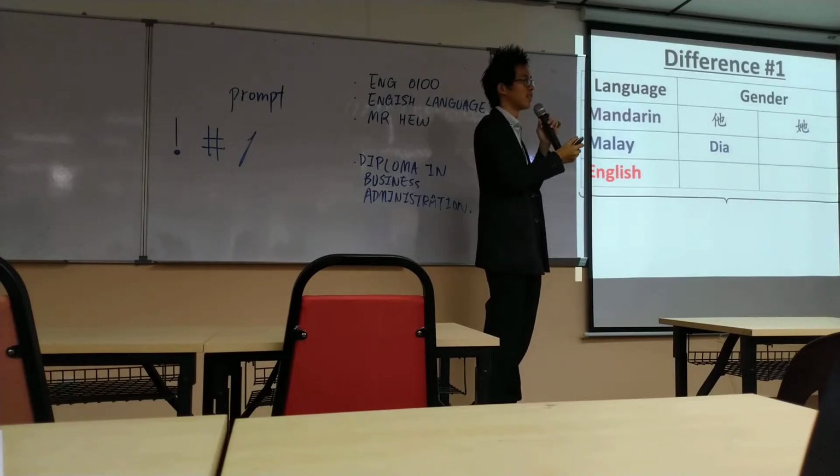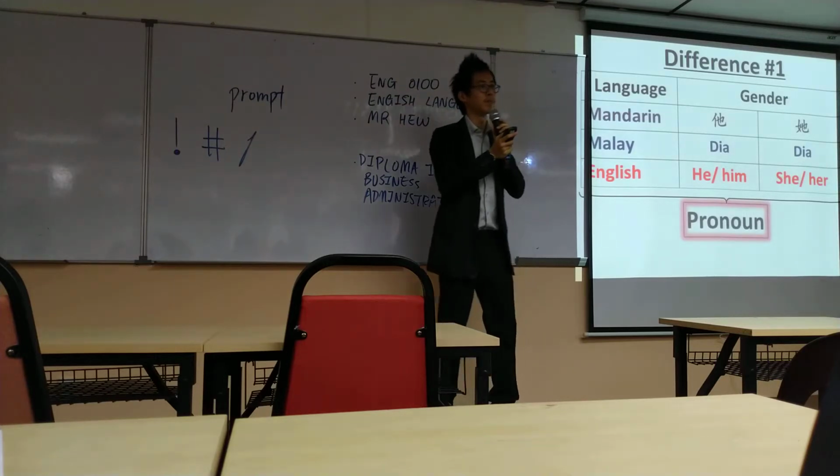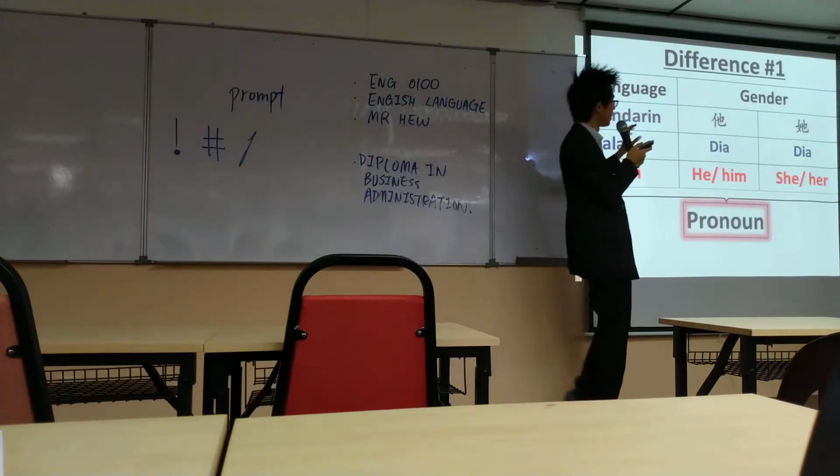Here, for that one is? So they don't know how to differentiate boy or girl. I think okay. For English, we have he, him, she, her. So this is what I call pronoun. Alright? So you see why English is a bit difficult?